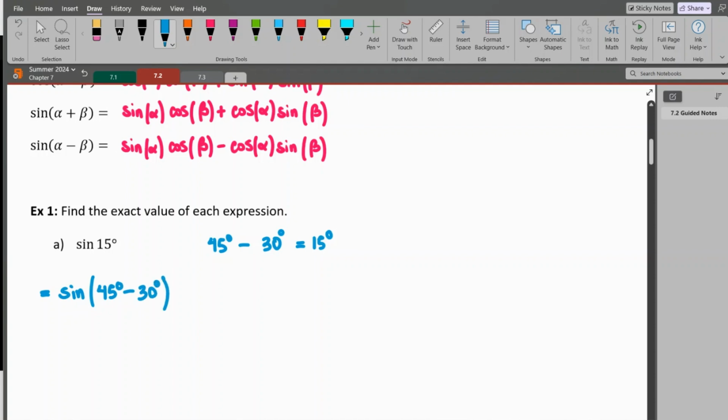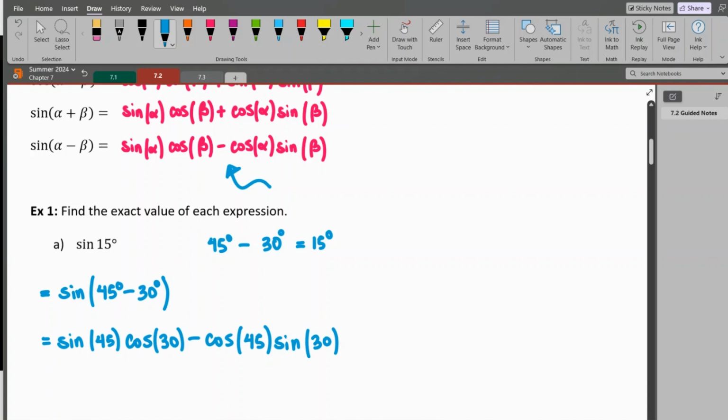Okay. And this isn't helpful unless we have a sum or difference formula here, and we do. We have it right here. This is the one we're looking for. We have sine of a difference. So I'll write this as sine of my first angle, 45, cosine of my second angle, 30, minus cosine of my first angle, which is 45, and then sine of my second angle, which is 30.